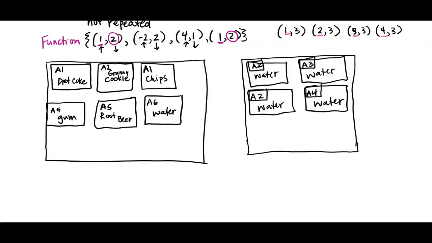Remember I said if you're clicking on A2, water's going to come out. Well, if you click on A2 here, also water comes out, right? So that is a function. It's not a function if something different comes out, right? If we're looking at getting a Diet Coke compared to chips, that's when it's not a function.